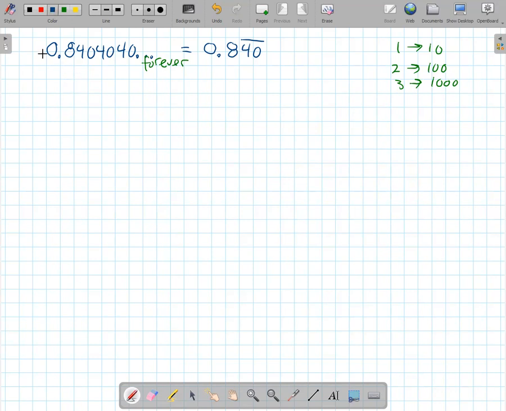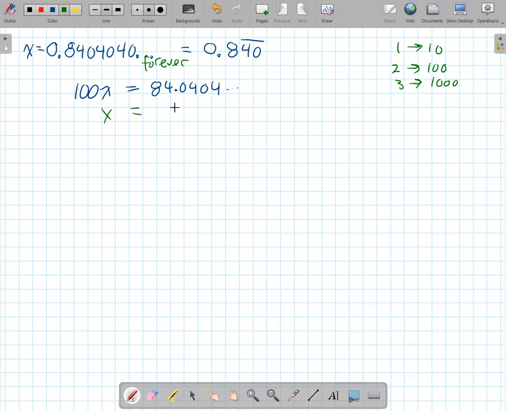So the way I do it is I call that original number x. And then in this case, since there's two places, I'm going to choose to multiply by 100. So I want to know what is 100x. 100x just shifts the decimal point, so that would be 84.0404, and so on. And what we're going to do is we're going to subtract our original number from that.